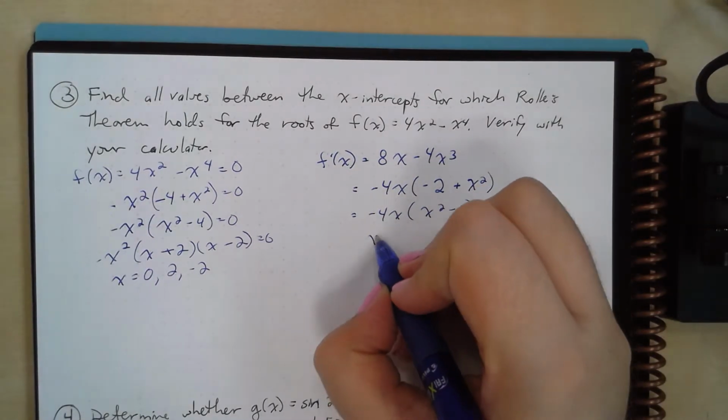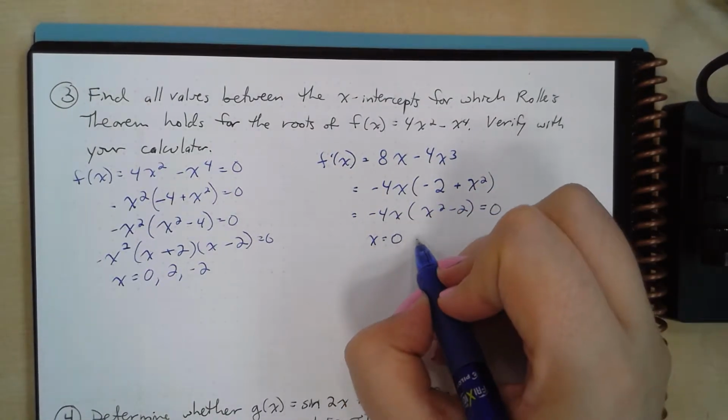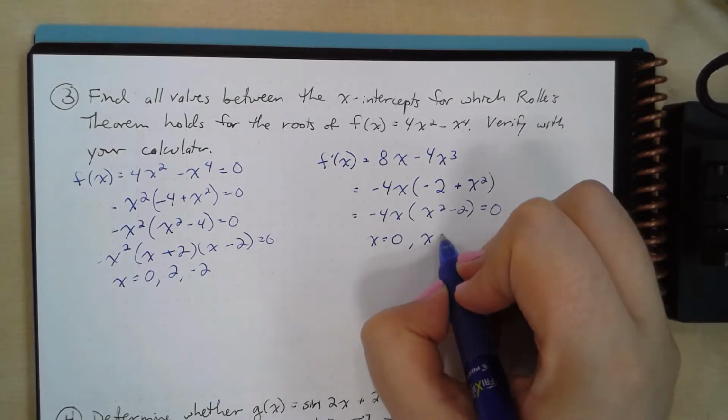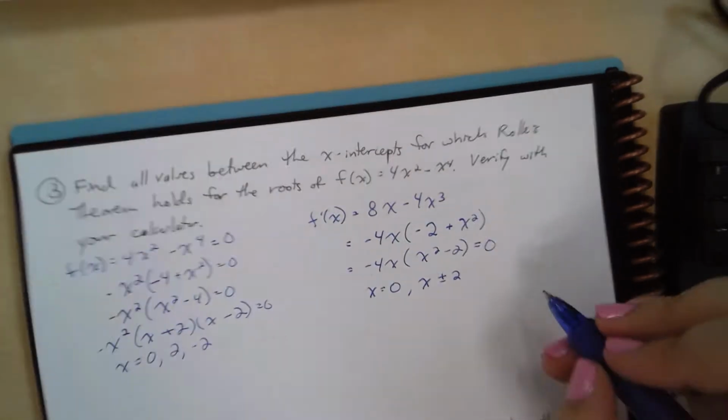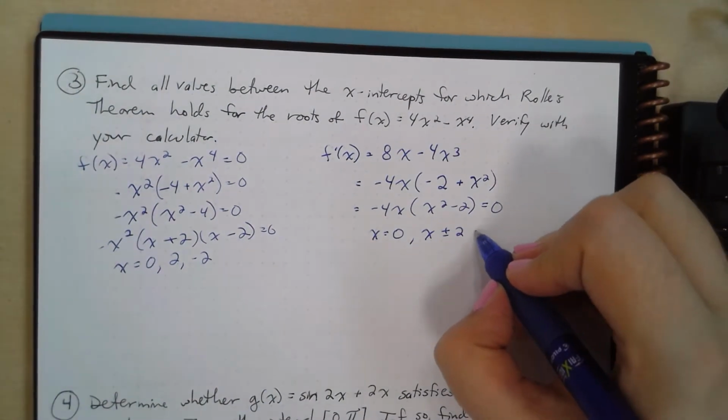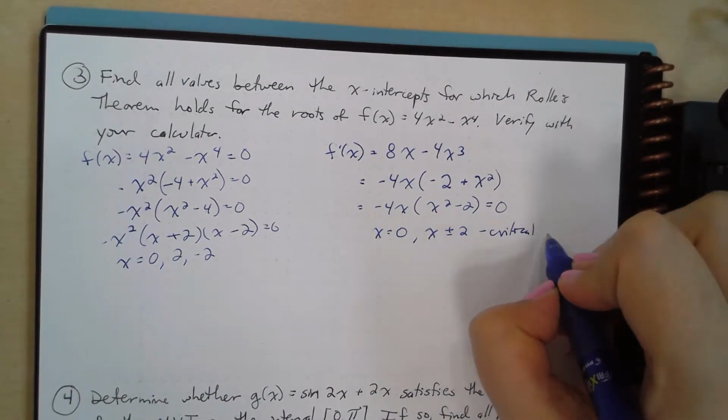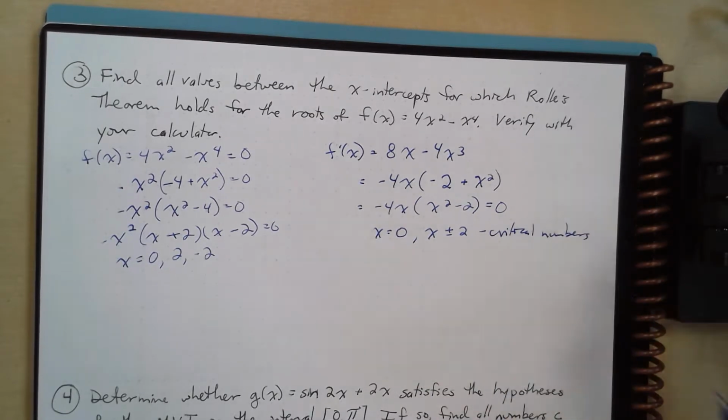So x could be equal to 0, or x could be equal to plus or minus 2. I'm not going to do that math there. I think you know that it works. These are actually critical numbers. I just messed up the cramlet there. These are critical numbers, right? When something's happening, we're going to change from negative to positive, positive to negative.